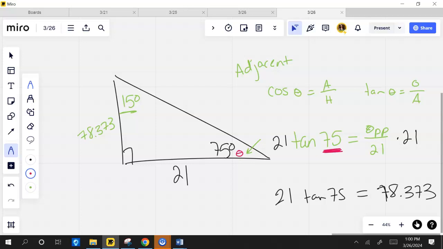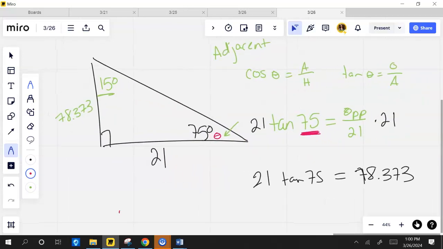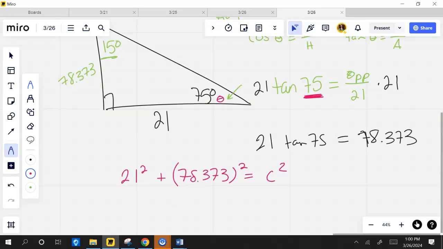Actually, you only have to use a trig function one time. Past there, do the Pythagorean theorem to find that last side. So do 21 squared plus all of that squared. Yes, C is always hypotenuse. Has to be. Go through and solve that and find it.